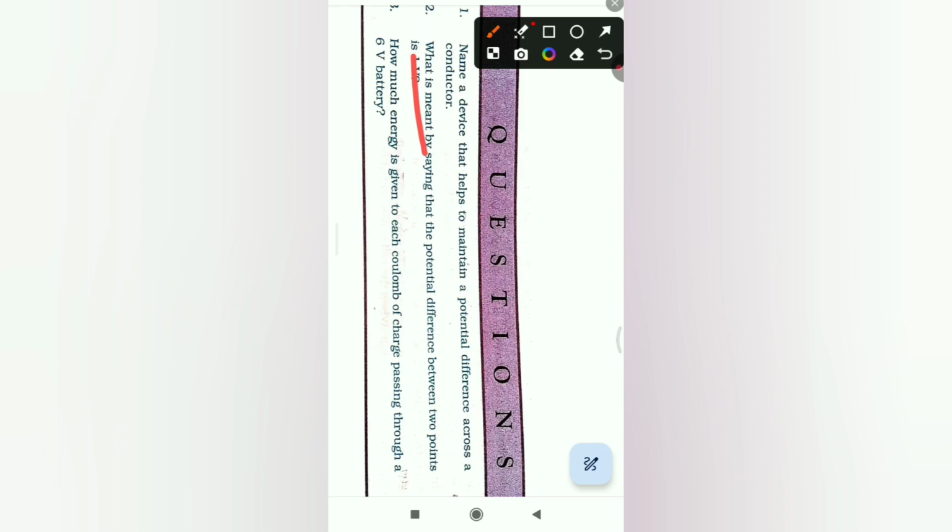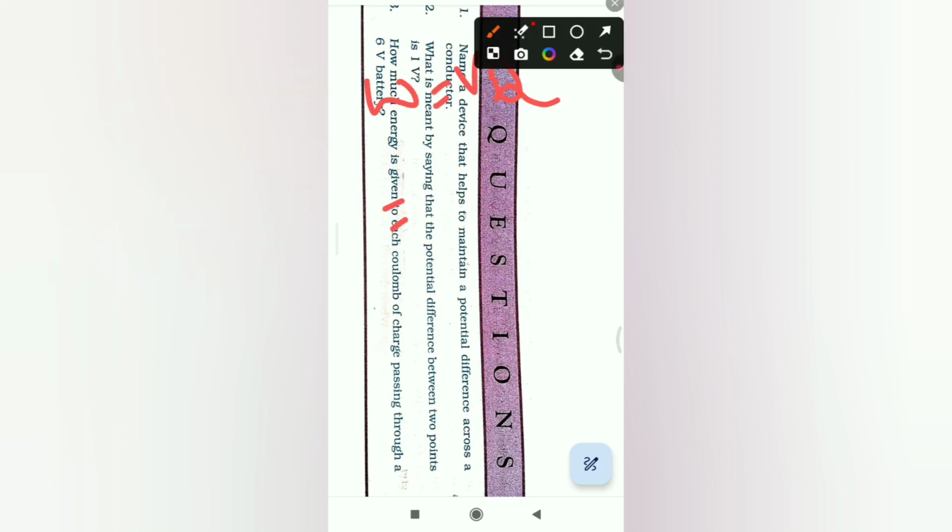Okay, so next, third question. How much energy is given to each coulomb of charge passing through a 6 volt battery? What have they given here? V is equal to how much? 6 volt, right? Each coulomb of charge, each means 1 coulomb of charge, right? So Q is equal to 1 coulomb. So what do we have to find here? Work done. How much energy? Energy is nothing but work done. So we have to find work done.